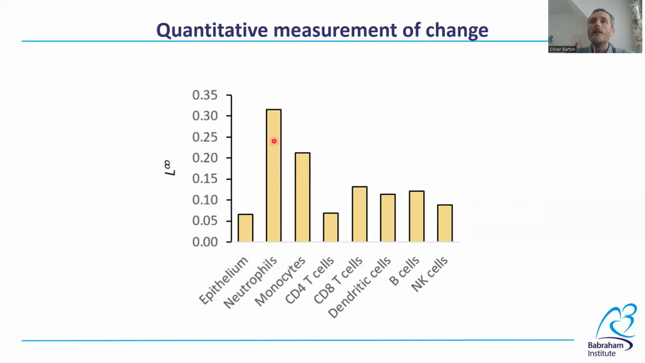So that we can say that in the lung, neutrophils and monocytes are more affected by COVID than epithelial cells, even though the epithelial cell change is easy to identify because there's lots of cells.